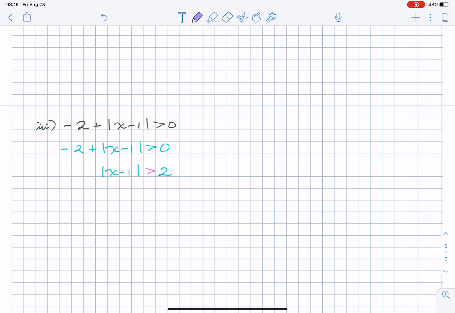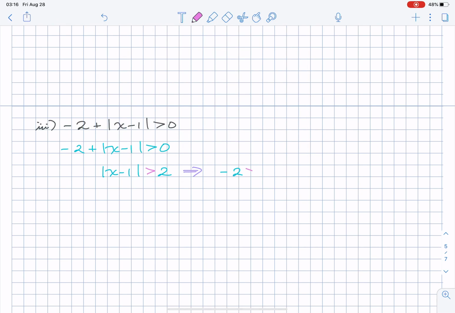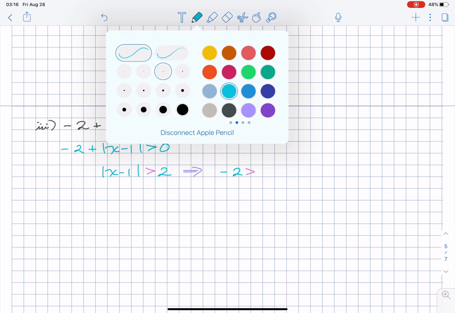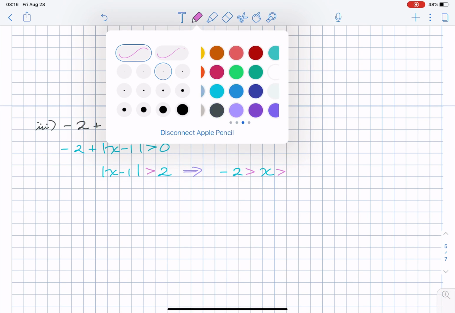So we can rewrite this as negative of 2 on the left. I'll keep the absolute value the same, is greater than x in the middle, and x in the middle is greater than positive 2 on the right.